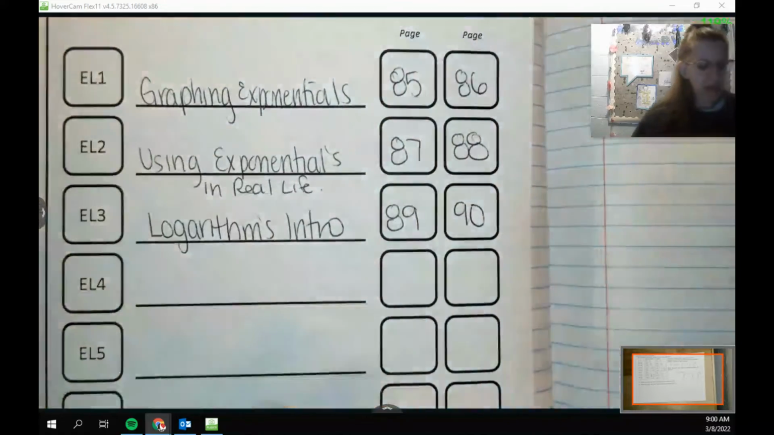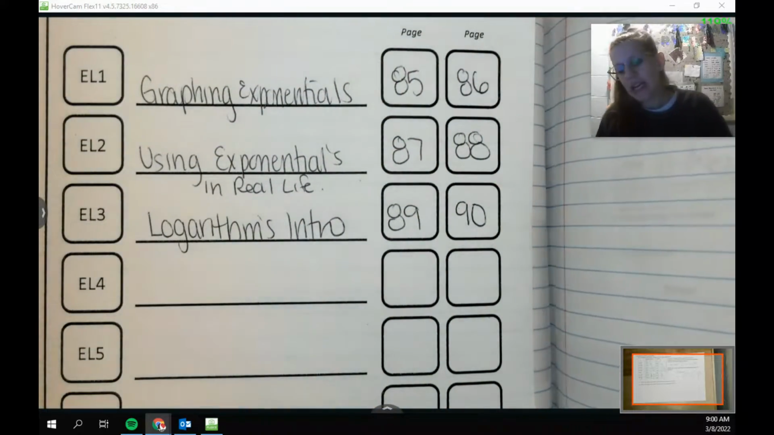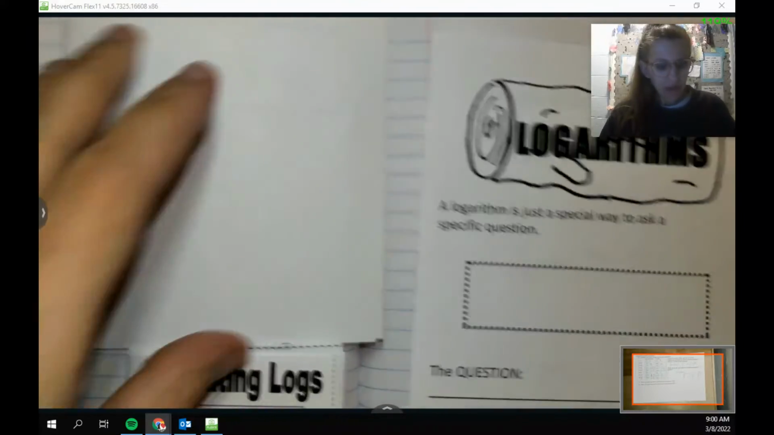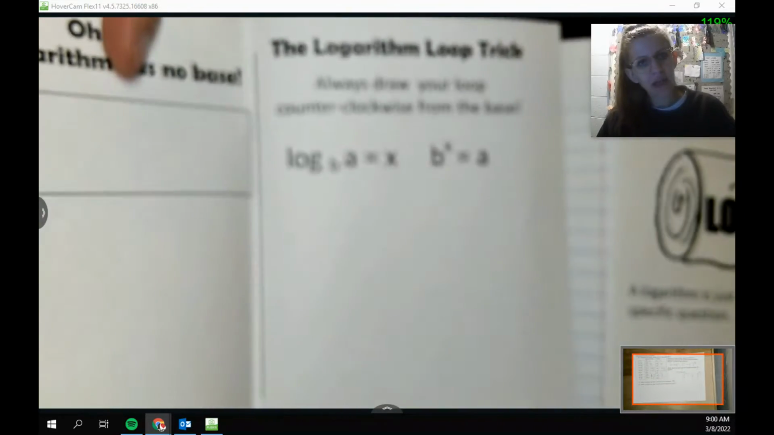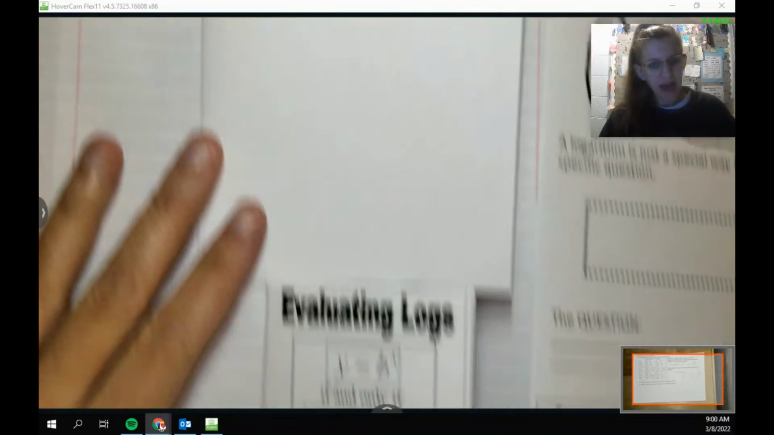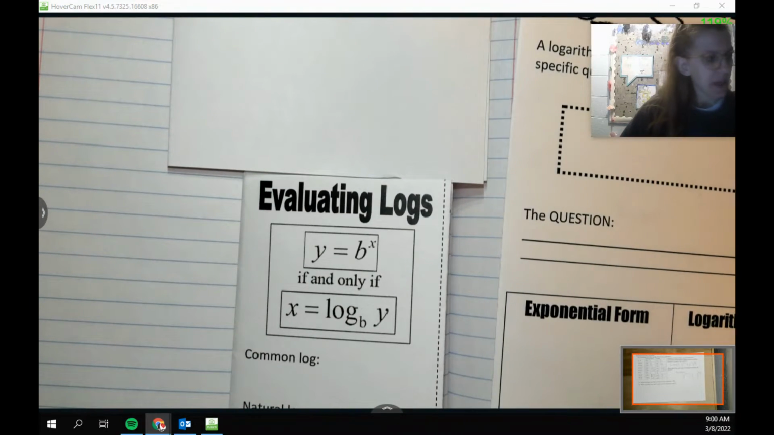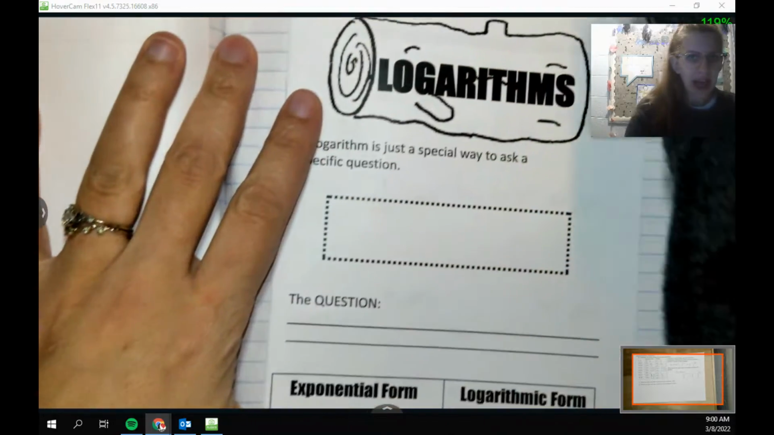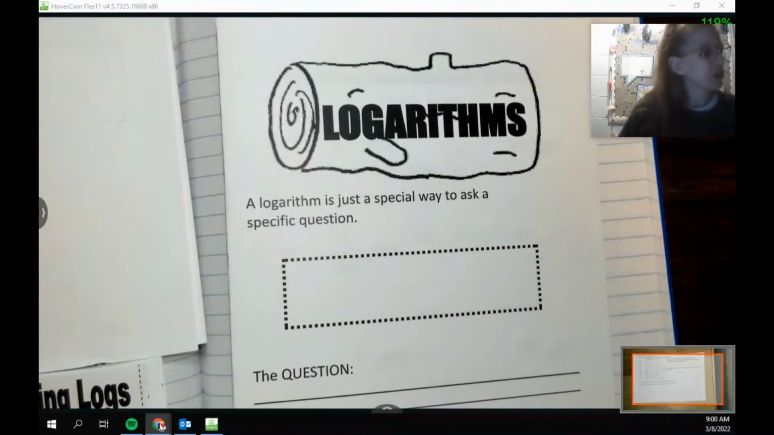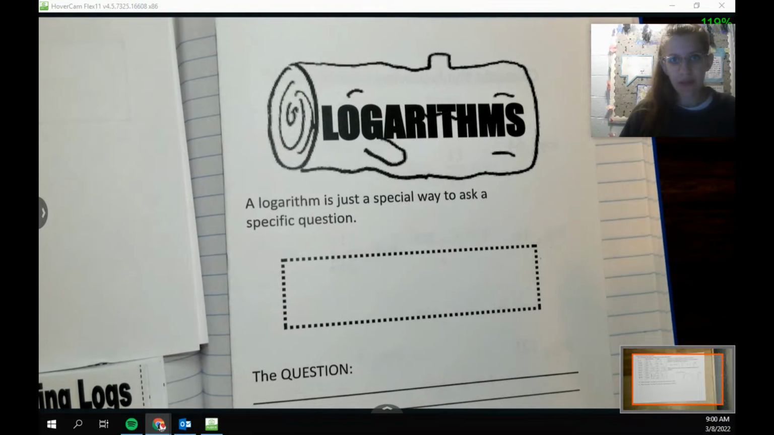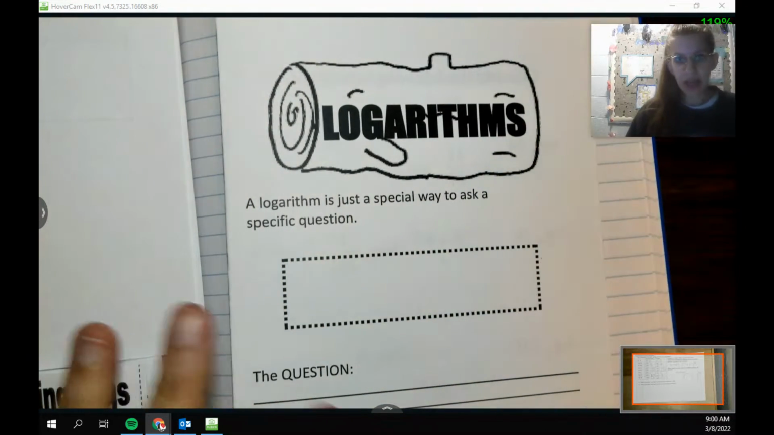So we're going to call this logarithms intro. We'll go to 89 and 90. So on 89, I have this little thing flipped in half. I have a lovely book. I also have on page 90 this half book here. Okay, so let's start there. First of all, what the heck even is a logarithm? And what does it look like?